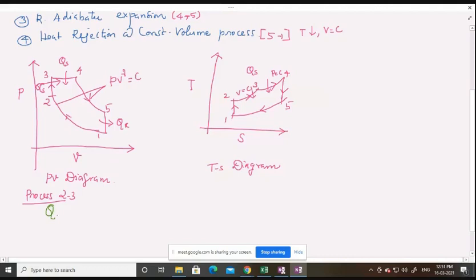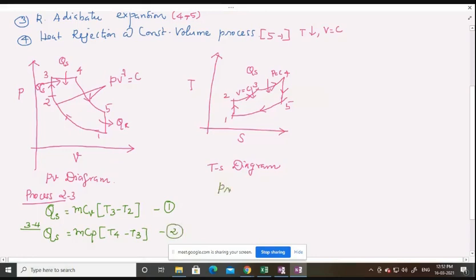So the process between 2 and 3 is heat supplied. The process here is constant volume, so m Cv (T3 minus T2). Maybe you can consider this as equation number 1. And another heat addition takes place between the process 3 and 4, which is constant pressure, so you can use m Cp (T4 minus T3). This is equation number 2.